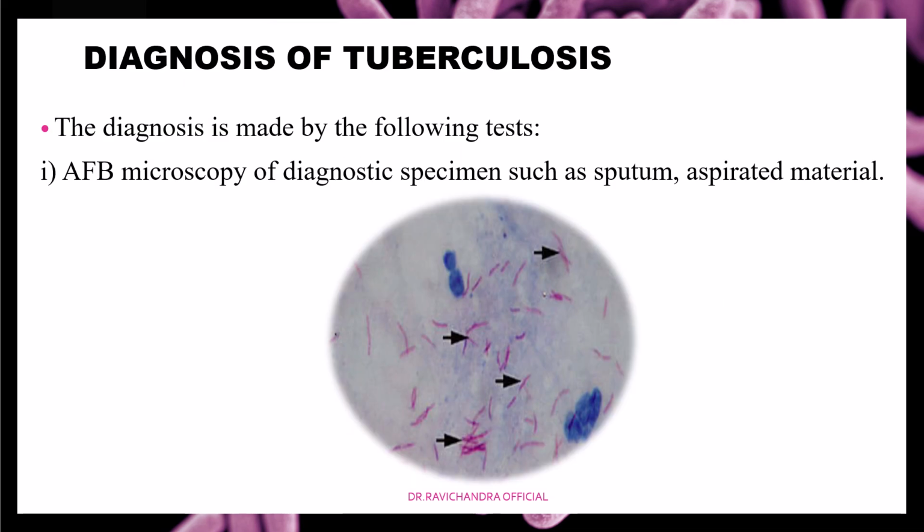Coming to the diagnosis of tuberculosis, it can be done by various tests. Out of them, the most important test is the acid fast bacillus stain, AFB stain, or Ziehl-Neelsen stain, where we take a sputum or aspirated material and stain it with the AFB stain using sulfuric acid, and rod-like structures are seen under the microscope.